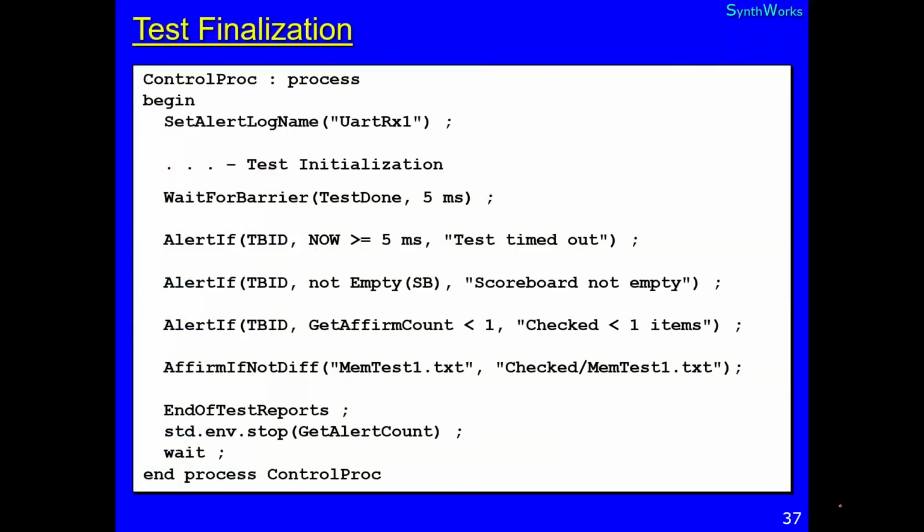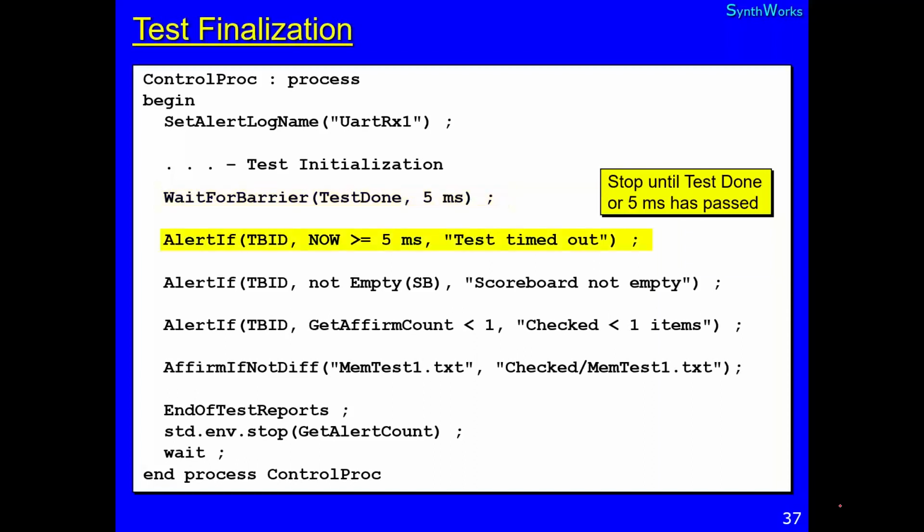So we've seen a whole test with a number of different test generation methods. Now we're at the test finalization. We're waiting for the test to be done. All of our other tests got done. So we complete, we check. Is the current simulation time, that's a function call in VHDL, greater than or equal to 5 milliseconds? Because if it is, we timed out.